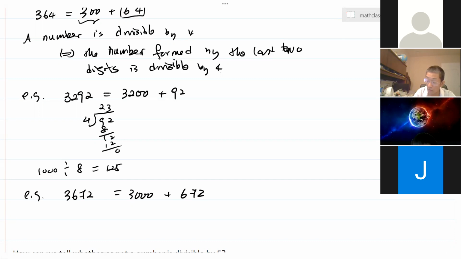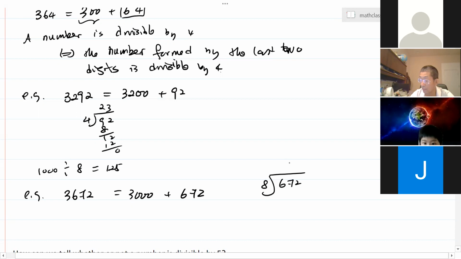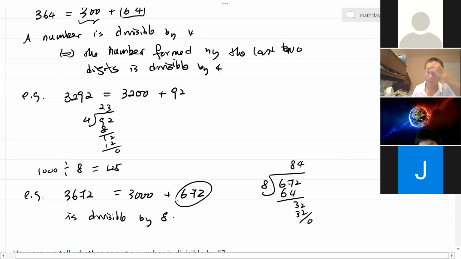You don't need to do the long division for the whole number. All right, so you can do 672 divided by 8. Okay, 8 times 84 is 672. So 672 is divisible by 8. Therefore, the whole number is divisible by 8, just because the number formed by the last three digits is divisible by 8. Okay, great.